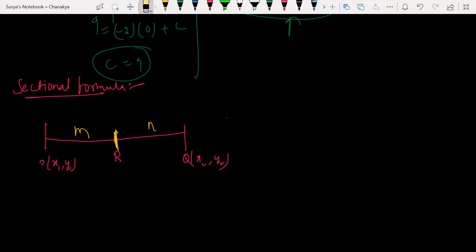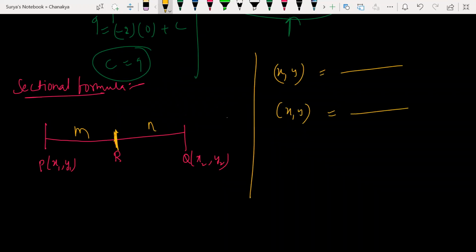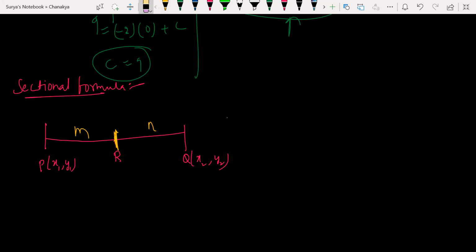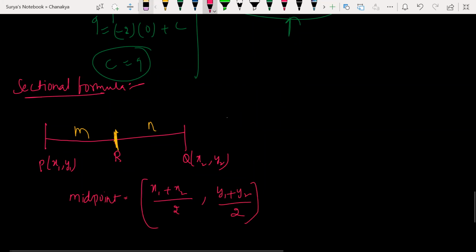So when I'm dividing internally, what is the x, y coordinate? The midpoint is different. If I talk about the midpoint, the formula is (x1 plus x2) by 2 comma (y1 plus y2) by 2. Yes, sir, that's what I was asking. But how did you get that? That's what I'm trying to explain.